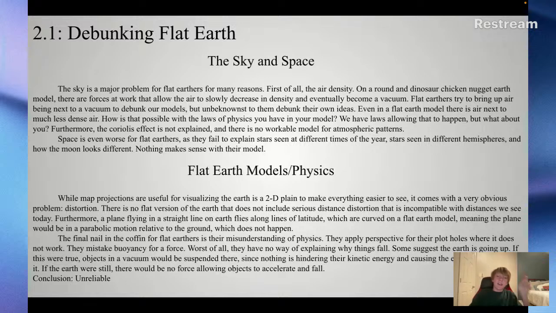The problem with this idea is that in a vacuum, there's nothing hindering it. It should continue until something stops it, meaning that if I were to let go of something in a vacuum, instead of falling, if the Earth were flat and just moving up at the speed at which things fall, then it should not accelerate downwards. It should not lose momentum at all. It should stay there, just hover relative to where we are, since it shouldn't lose speed at all. If the Earth were still, there would be no force allowing objects to accelerate and fall. The conclusion we can make from all of this is that the flat Earth model is unreliable.